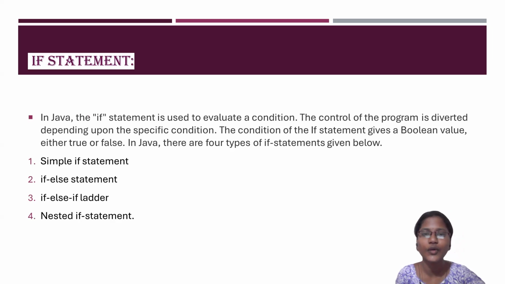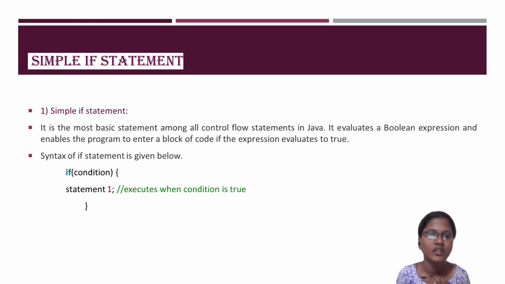The if statement is used to evaluate a condition. If the statement's condition is evaluated to true, the block will be executed, else the other block will be executed. It gives a boolean value either true or false. And in if statement there are four types. Those are simple if, if else, nested if else, and else if ladder. Let us discuss them one by one.